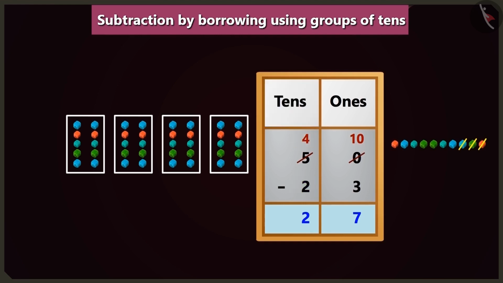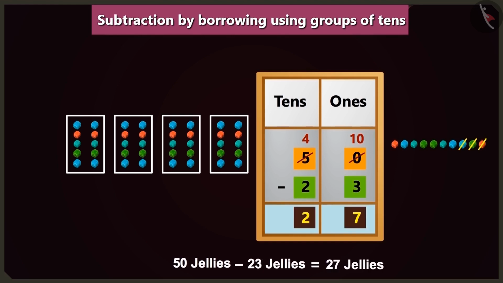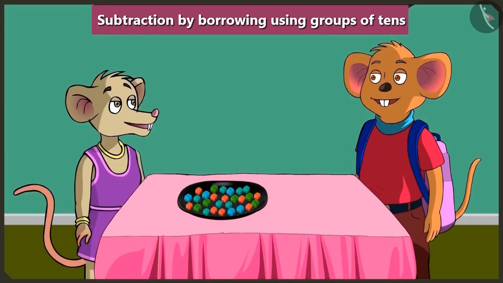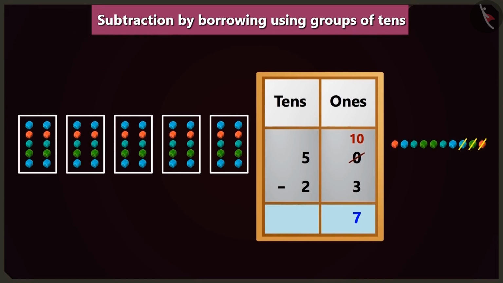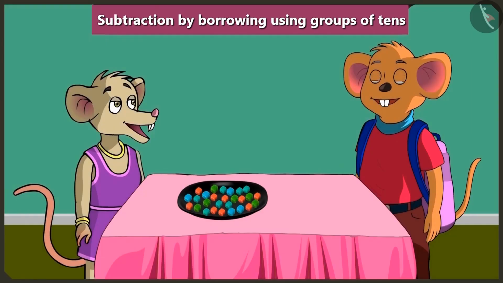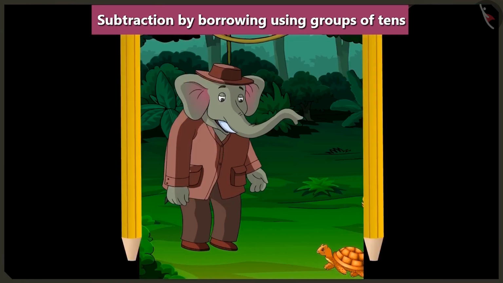Yes, so this way, if we subtract 23 jellies from 50 jellies, then you will be left with only 27 jellies. Yes, now I have understood it well. Thank you so much, Chuchu. Look, Chichi, in subtraction, whenever we borrow 10 from a digit, we have to reduce that digit by a 10. Yes, Chuchu. From now on, I will remember that.